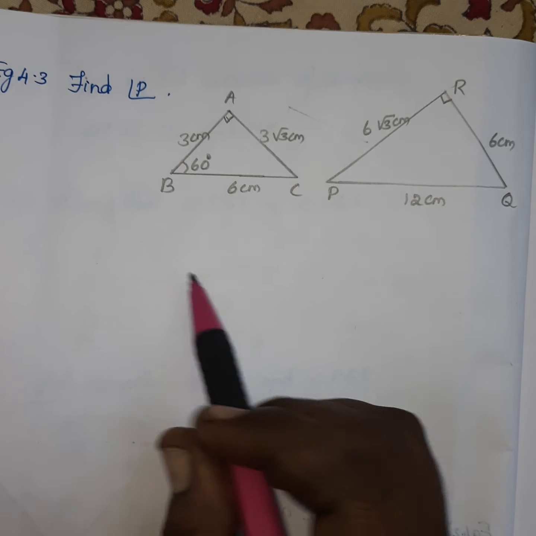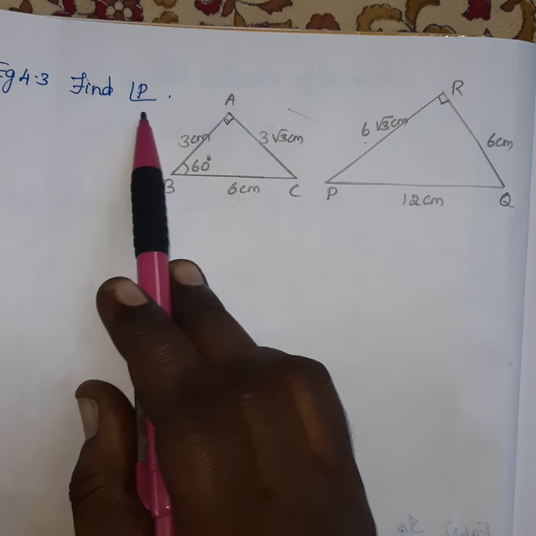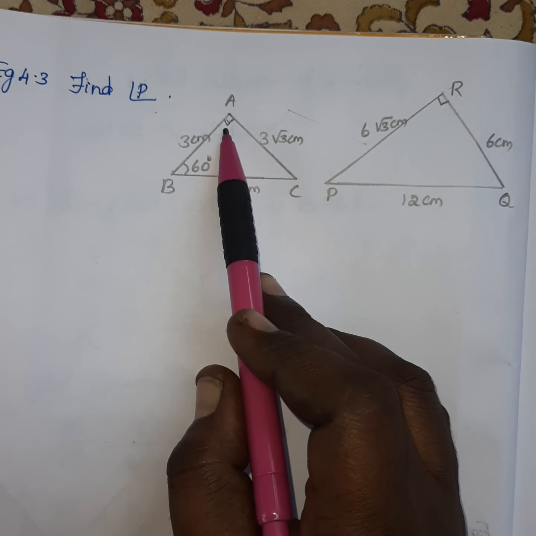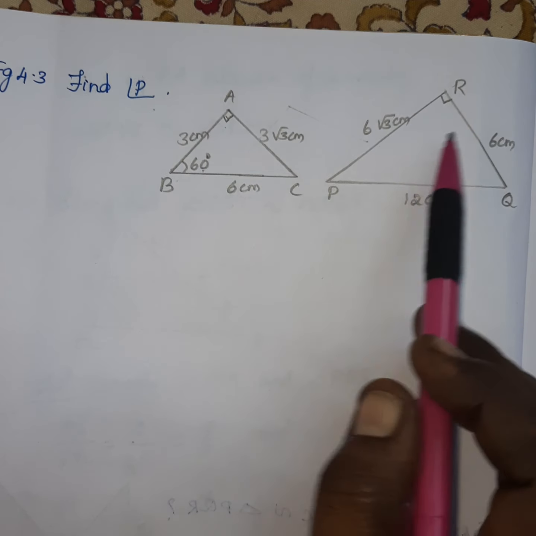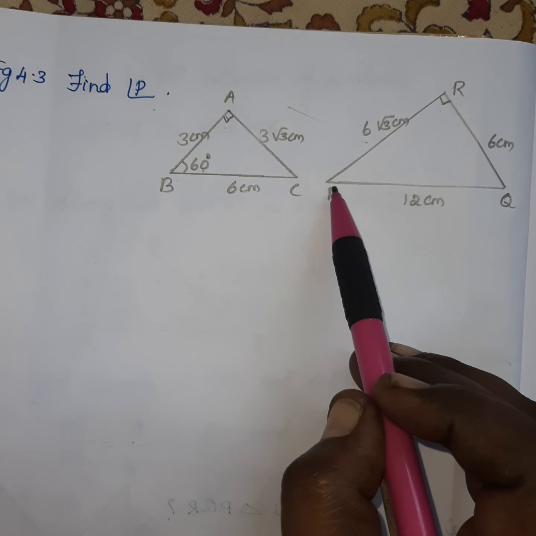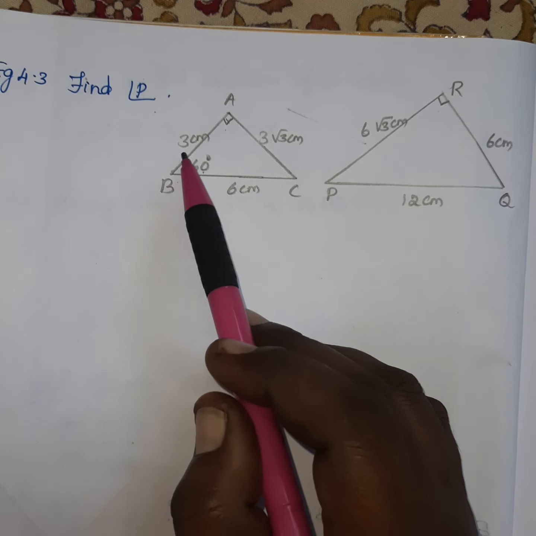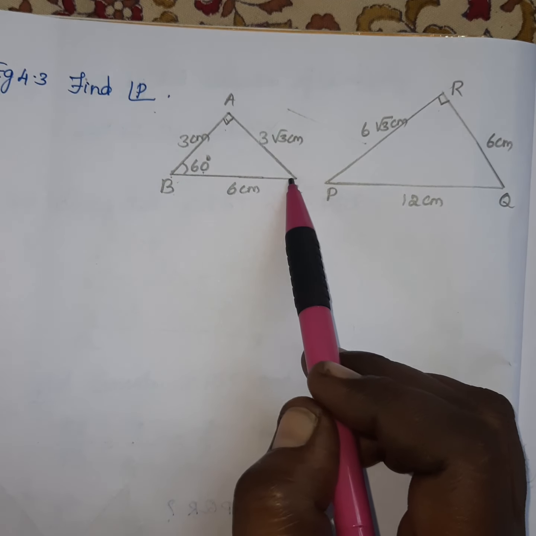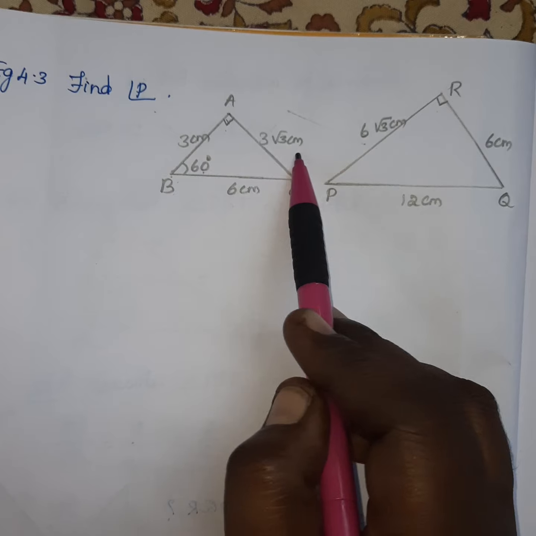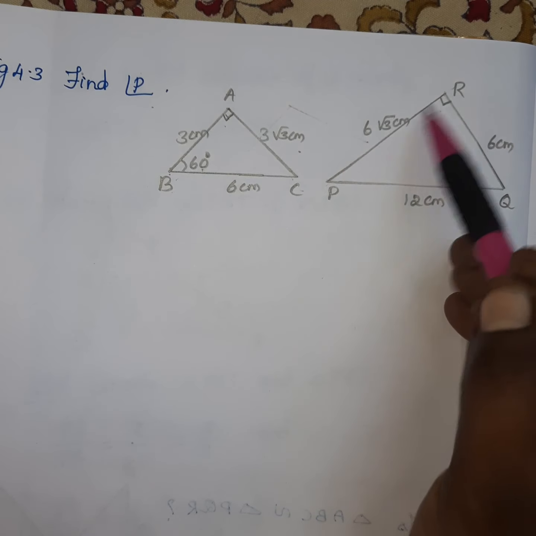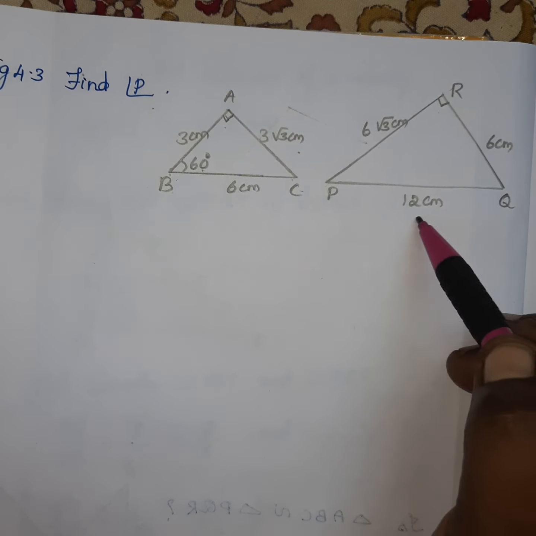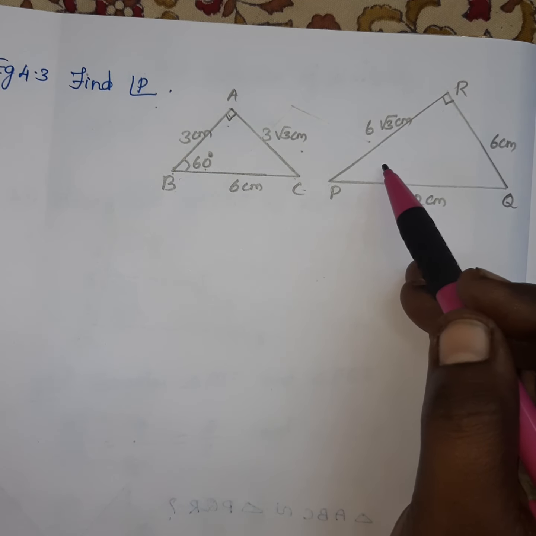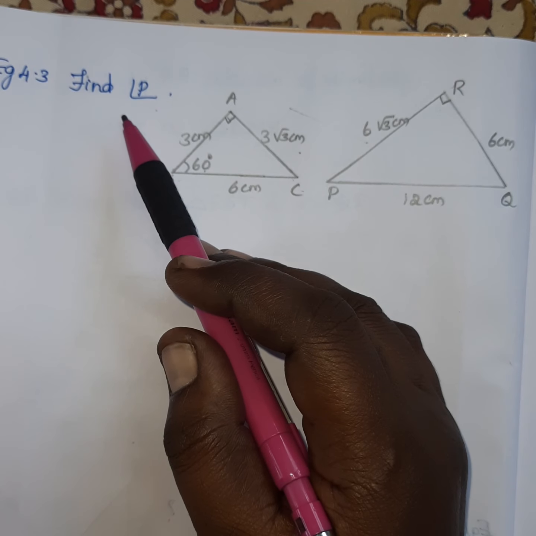Next we can continue example 4.3. Find angle P. The diagrams are this. Angle A is 90 degree, B is 60 degree, then angle R is 90 degree, but they ask the angle P. Here they given the side length AB 3 centimeter, BC 6 centimeter, AC equal to 3 root 3 centimeter. Like the same, PR equal to 6 root 3 centimeter, PQ is 12 centimeter, and QR is 6 centimeter. From all these details, we need to find out angle P.